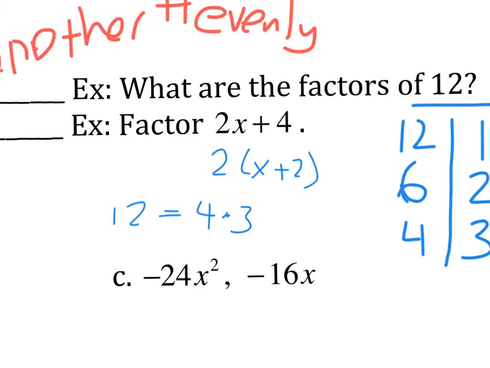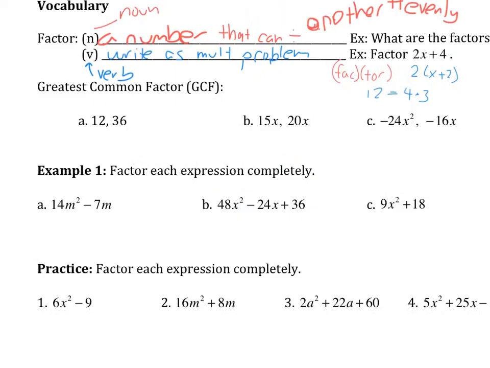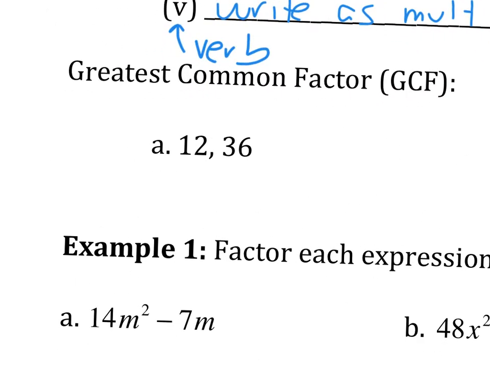So I like to remember something like this and say factor always means you're going to write it as a multiplication problem. So let's look at the greatest common factor. What is the greatest common factor? It's the largest number that divides evenly these two numbers.